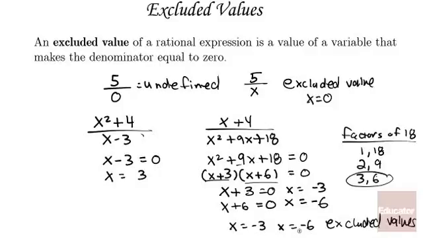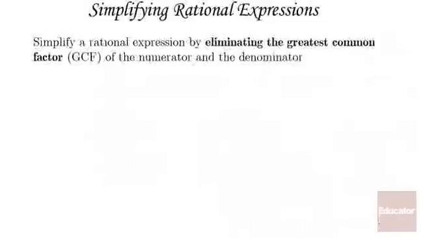So to sum up, an excluded value is a value of a variable in a rational expression that would make the denominator equal to 0, which would cause you to have an undefined expression. So those values for those variables must be excluded when we're working with the rational expression.